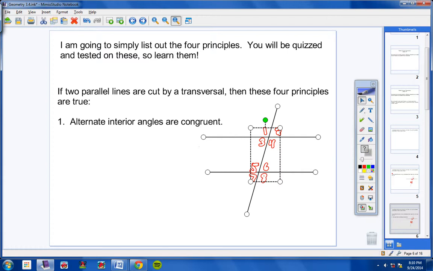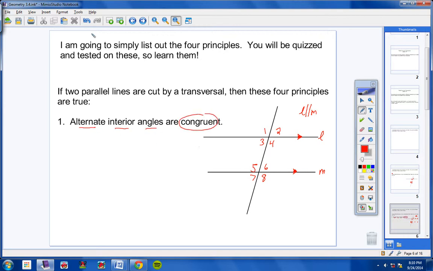Alternate interior angles are congruent. So please write that down. Now students, go ahead and put a parallel symbol, a little triangle here, and a little triangle here. And what that means is these 2 lines are parallel. We'll call it L and M. So we're going to say that L is parallel to M. Now listen, students, if 2 parallel lines are cut by a transversal, then their alternate interior angles will always be congruent.